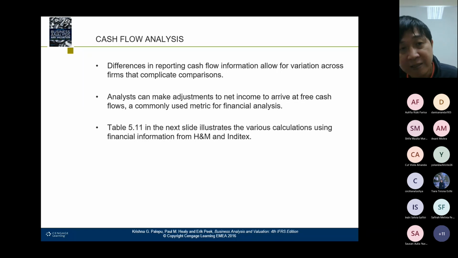In cash flow analysis, differences in reporting cash flow information allow for variation across firms that complicates comparisons. An analyst can make adjustments to net income to arrive at the free cash flows. A company uses a metric for financial analysis.